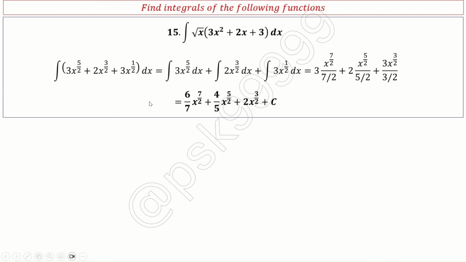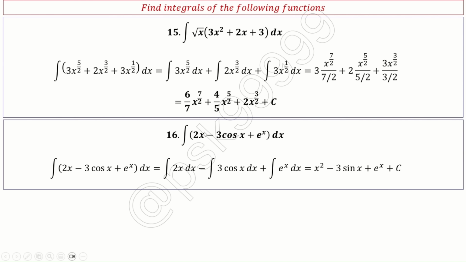Okay, next. Again, same thing. You have a quadratic equation multiplied with square root of x. So you first write what is the x power in each term properly and then apply integration for each part. Okay, this is the answer, you'll get it.